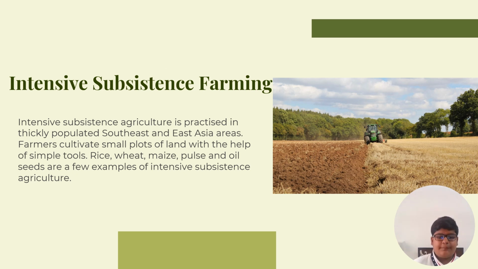Intensive subsistence farming. Intensive subsistence agriculture is practiced in thickly populated Southeast and East Asia. Farmers cultivate small plots of land with the help of simple tools. Rice, wheat, maize, pulses, and oilseeds are a few examples of intensive subsistence agriculture.